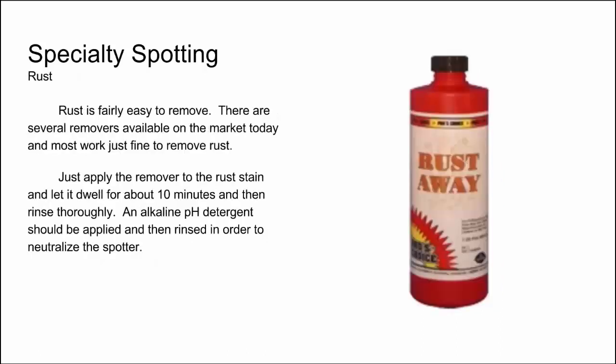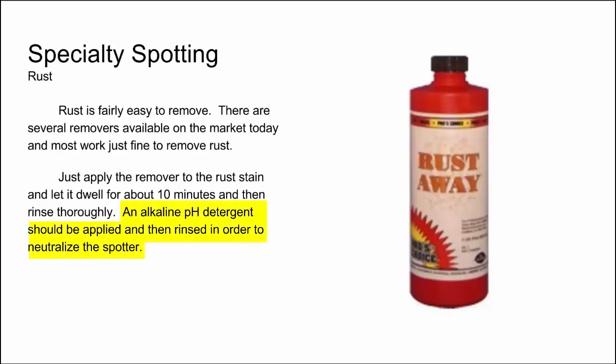Next, we have rust. Rust is one of the easier ones to remove. Get a good rust product. This is Pro's Choice Rust Away. Apply the product. Let it sit for 10-15 minutes. Typically, I will treat the spot before I extract, so I'll pre-spray everything and then I'll treat the rust spots, and that'll give them some sufficient dwell time. And then as I do my rinse, everything comes out, rust is gone, everybody's happy.